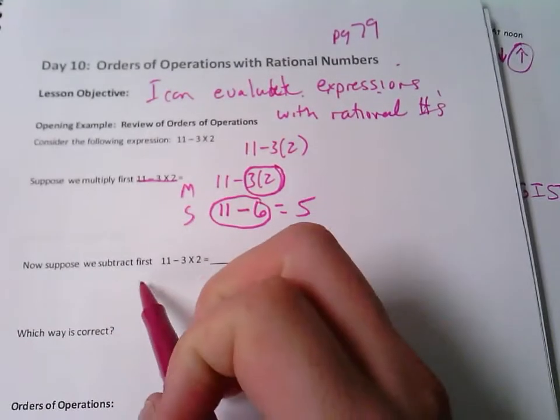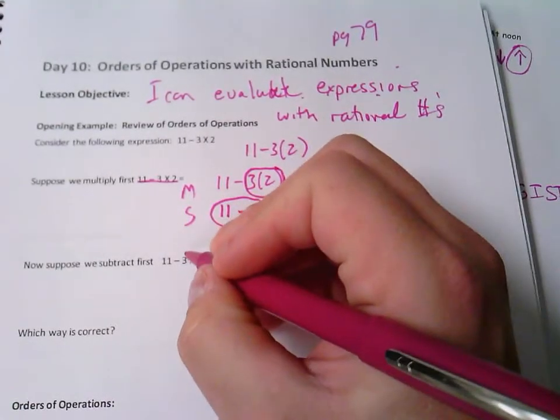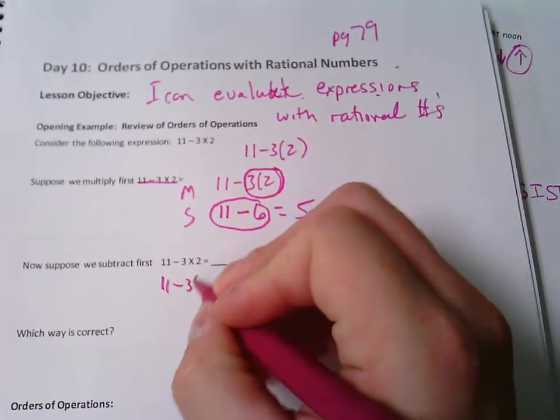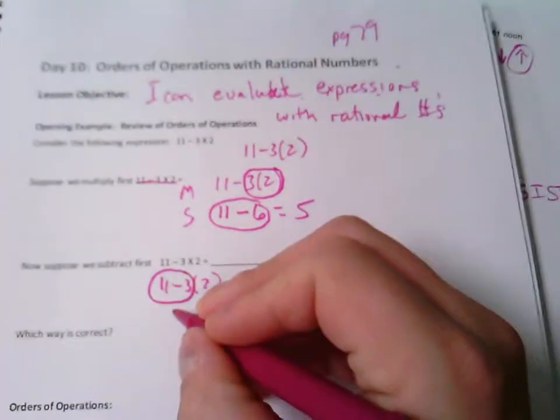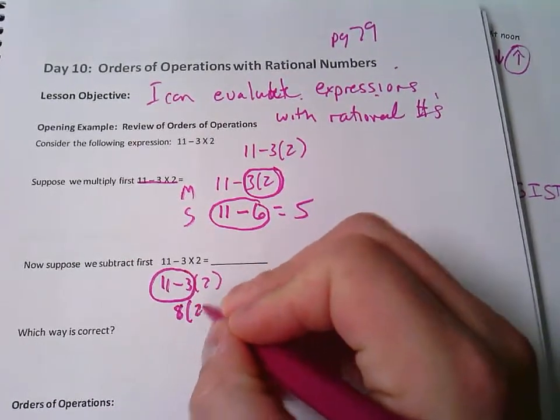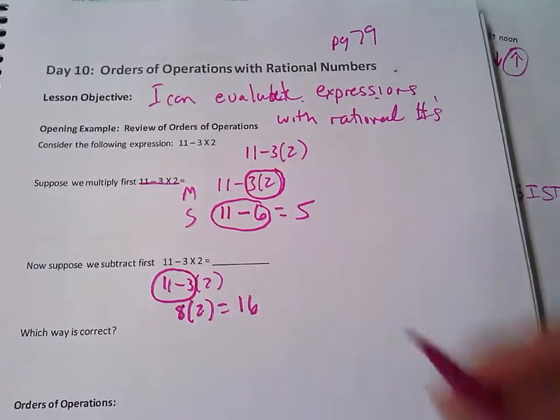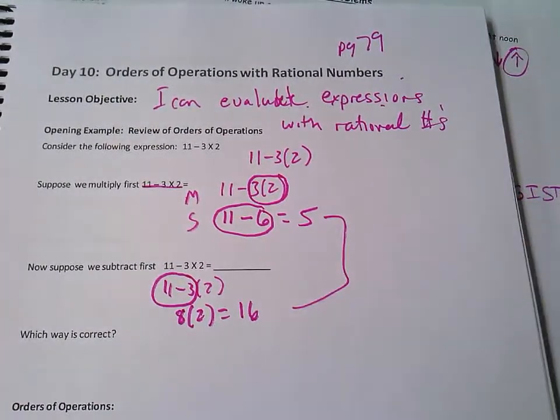Now let's suppose that we subtract first. So now 11 minus 3 times 2, let's suppose that I subtract these two first, giving me 8, and then I multiply 8 times 2, I get 16. So what you see is that we do not get the same answer. So then which way is correct?